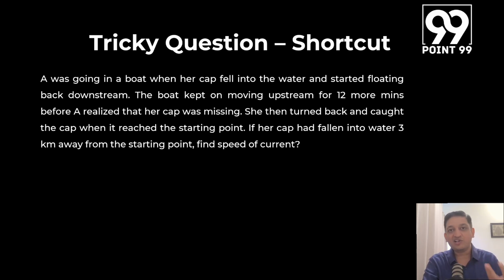Now, I know a lot of people might get into this situation where they will say, let the speed of the boat be B, let the speed of the stream be S, let A be the point where they had started, let B be the point where the cap had fallen, let C be the point where she realized that the cap had fallen, and then try to equate the distances. And then you can solve it. Of course, you will be able to solve it using that method. So those of you who solved it using this method, do let me know in the comment section what were the equations that you came up with.